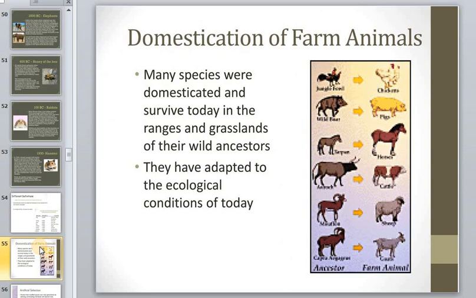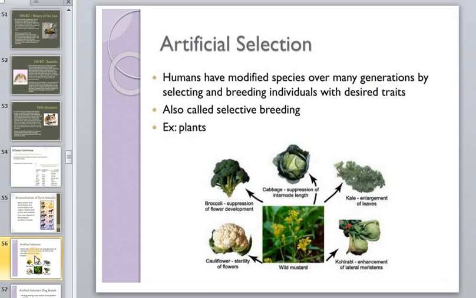And here is the domestication of farm animals. Many species were domesticated and survive today in the range and grasslands of their wild ancestors, and they have adapted to the ecological conditions of today, but some of them are just invisible now, and just transformed into many species, but not the native.